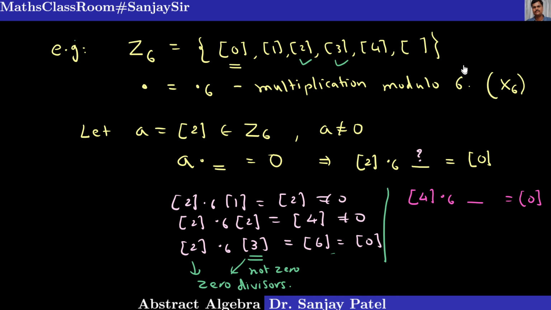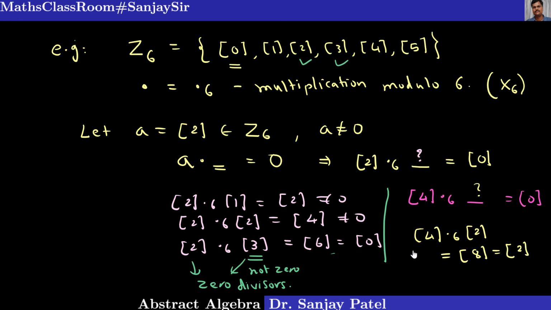Yes, 0, 1, 2, 3, 4, 5. Now, if we put 1 by 1 non-zero element here, can we get 0? Say 4 into 1 is 4, which is not 0. 4 into 2 is 8, but we should not write 8. We should write the remainder when 8 is divided by 6. So it is what? 2.